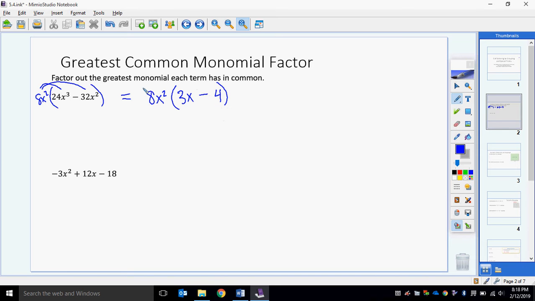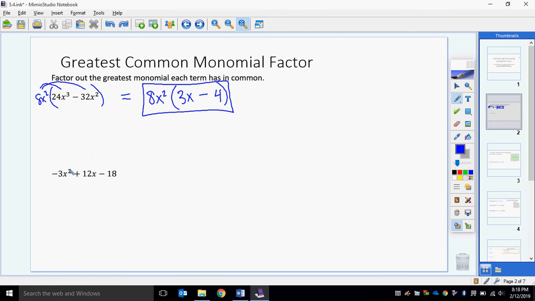So I can factor it into this form. I'm reverse distributing. I'm pulling something out instead of putting it back in. Now you can always check your answer by distributing it back and seeing if you get what you started with.